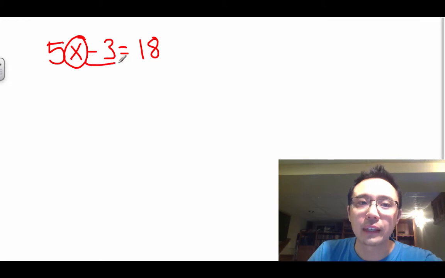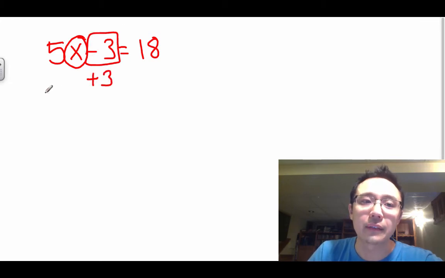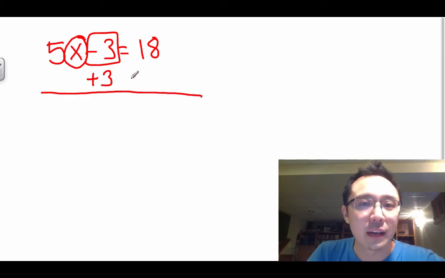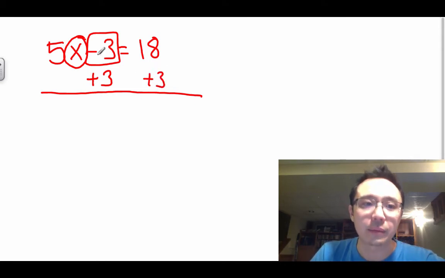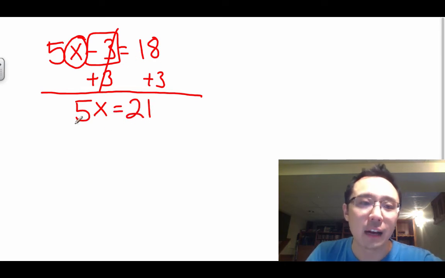So in order to get rid of this negative 3, I need to do the opposite. So I'm going to add 3 on the left side, and I'm going to draw a line just to indicate I'm adding a 3. And if I'm adding a 3 on this side, I need to make it fair, add 3 on the right side. So this will cancel. 5x is equal to 18 plus 3 is 21. Now I have 5x by itself.